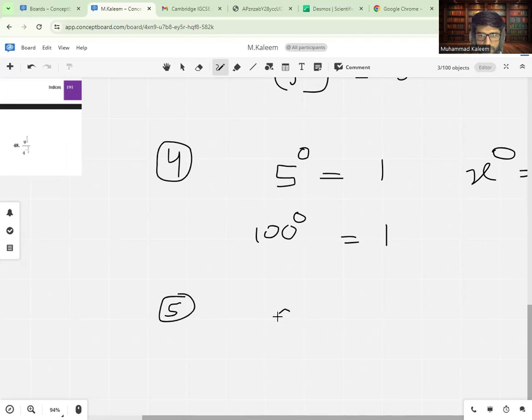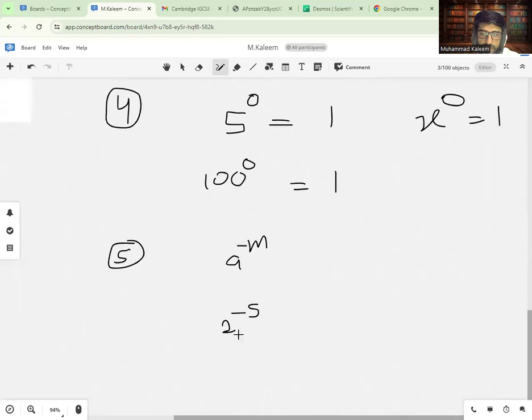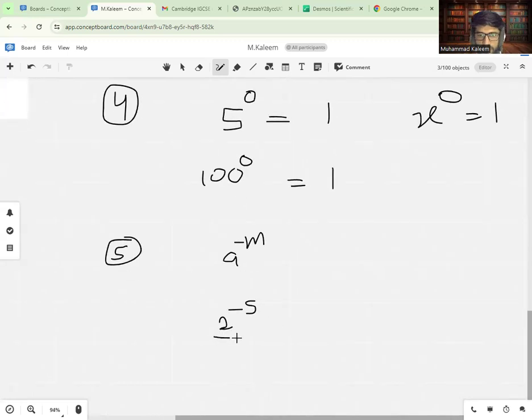If we have a raised to the power negative m, or if we have 2 raised to the power negative 5, in that case, you just have to change its place. This one is in the numerator, and we can clearly see that. Here you can mark its denominator as 1. So you just have to change its place. If we take this one in the denominator, its power sign will be changed. It will be 2 raised to the power 5. That's it.